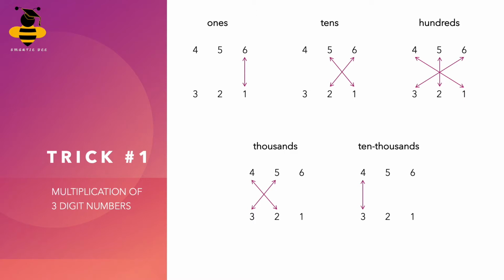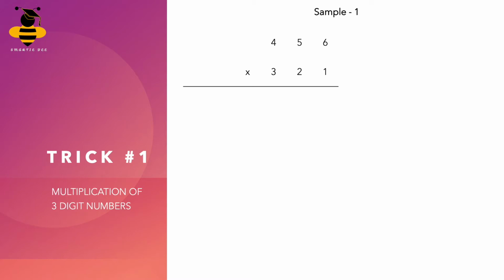So let's have a look at this sample. We have 456 multiplied by 321. We'll follow the first pattern. So we'll multiply 6 into 1, so the answer is 6. In the second pattern, we will multiply 5 by 1 and 2 by 6. So 5 ones are 5 and 6 twos are 12. So the total is 17. We'll take 7 and carry forward 1.